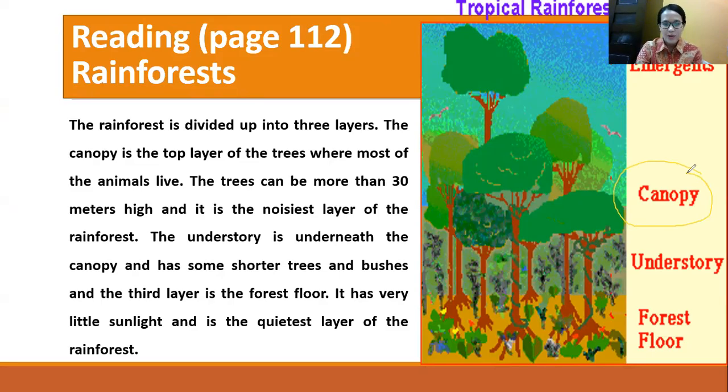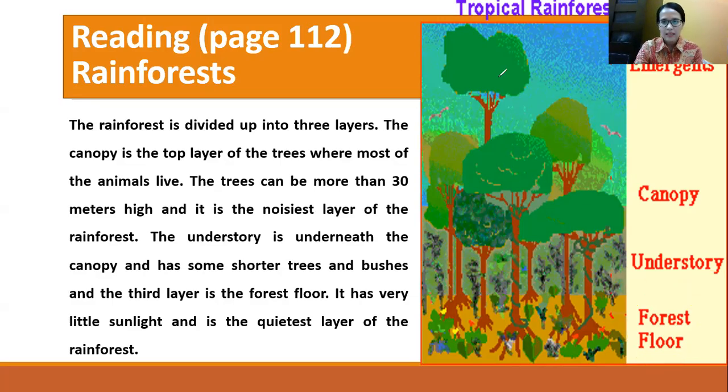Wow. The understory is underneath the canopy and has some shorter trees and bushes, and the third layer is called the forest floor. It has very little sunlight because its location is at the bottom, and it is the quietest layer of the rainforest. So the layers in the rainforest are canopy as the top, second one understory, and forest floor. In the activity book, you will also find some information about the animals which live in each layer. Okay, so you will know a lot more information about rainforest.